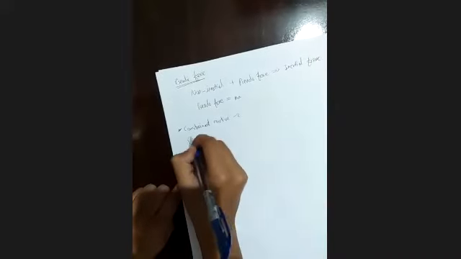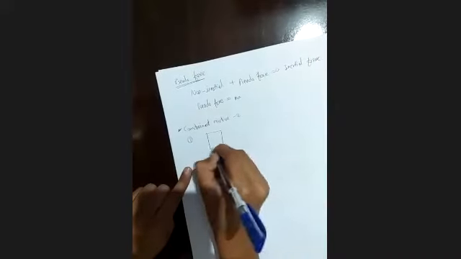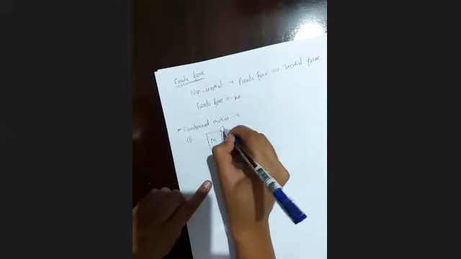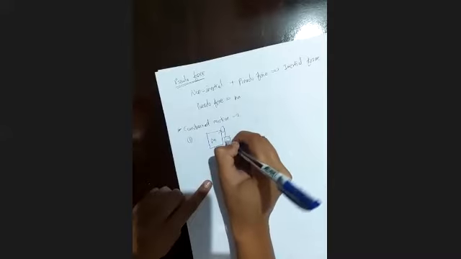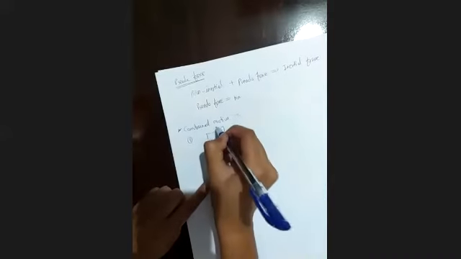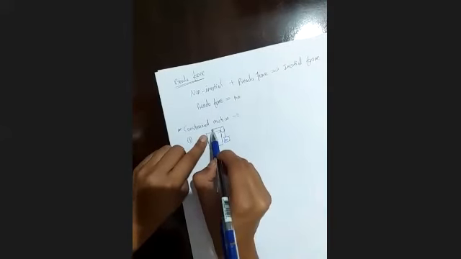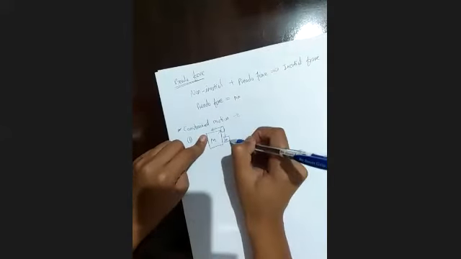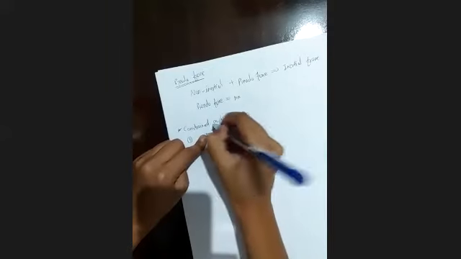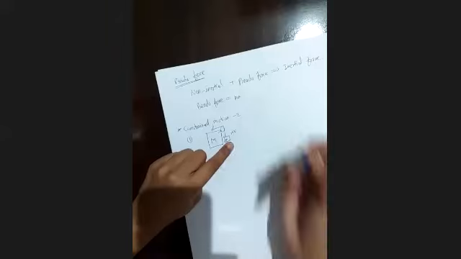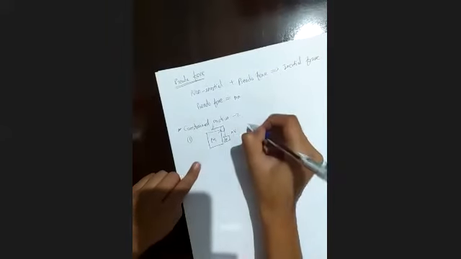There are three cases. First, suppose this is a big block of mass m, and here is a pulley attached to another small block of mass m, and here is a string. Suppose this string is moved with velocity v, then the velocity of this block will also be v in this direction, and this will move in the upward direction as v.